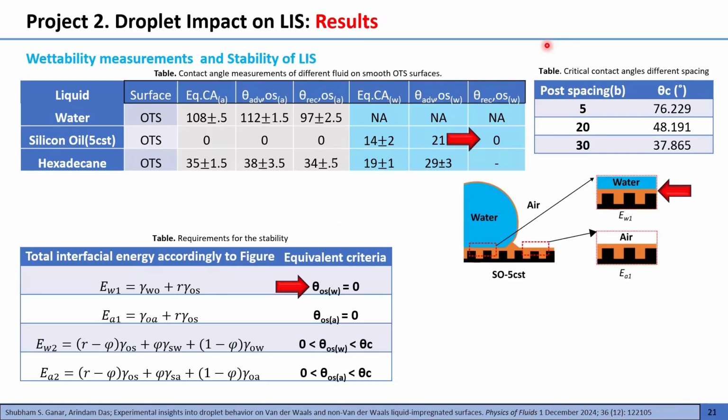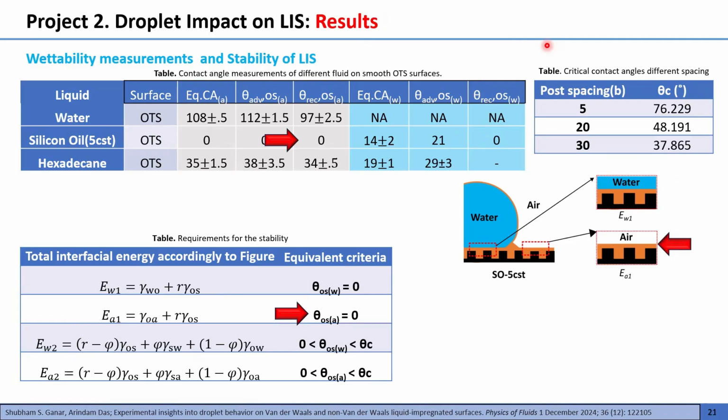From the figure, we can see the EW1 configuration and its equivalent criteria for stability, that is theta OSW is equal to 0, where theta OS is the contact angle of oil on solid in a water environment. Similarly, for air, EA1, the theta OS in air environment is 0. This signifies that the silicon oil will be stable in air and water environments.